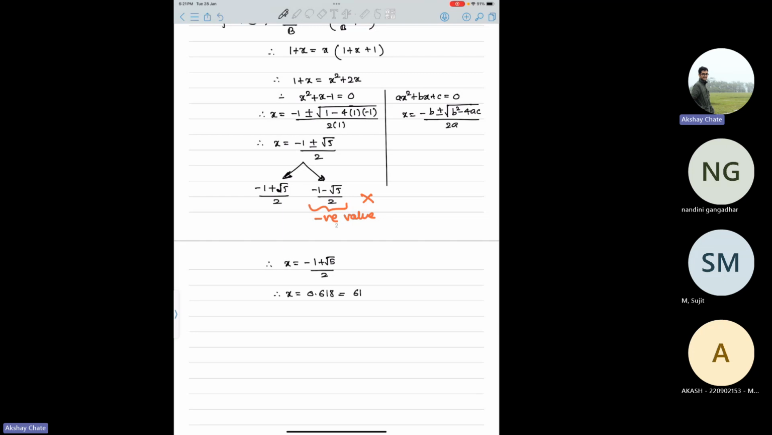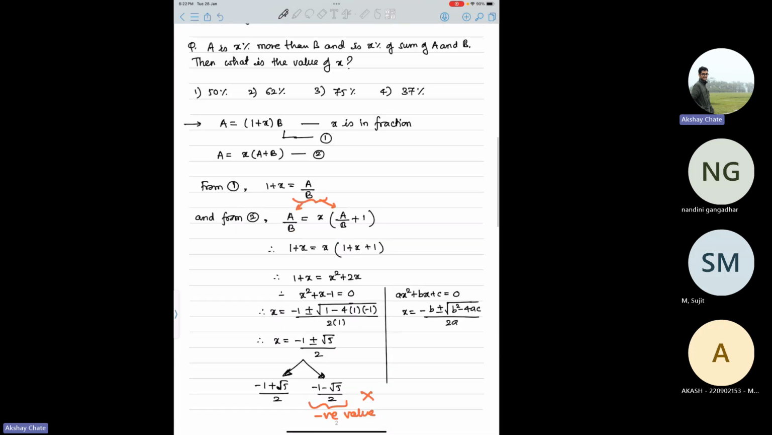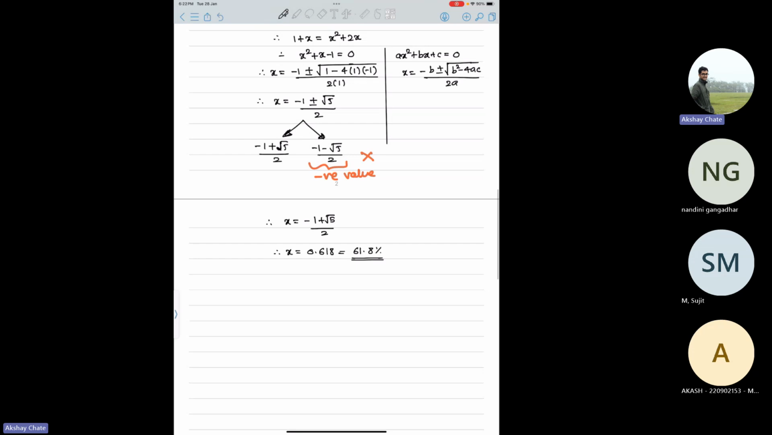And since the options are in percentage, you can multiply by 100. So that becomes 61.8%. If you look at the options, the second option is the correct one. So option 2.